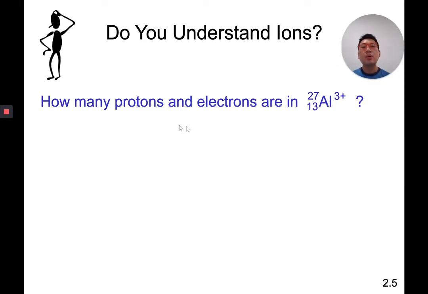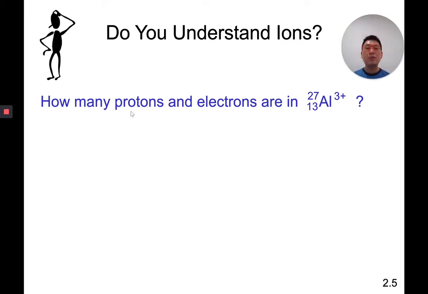Okay, protons is actually easy. It's the bottom number, 13. Remember, mass number on top, atomic number on bottom. Atomic number is the number of protons, 13. So the number of protons is 13.